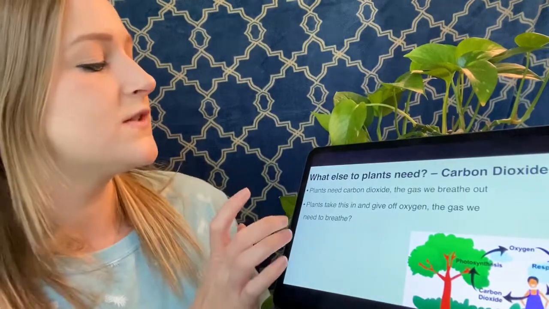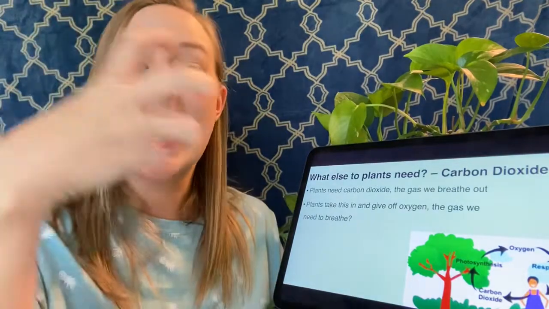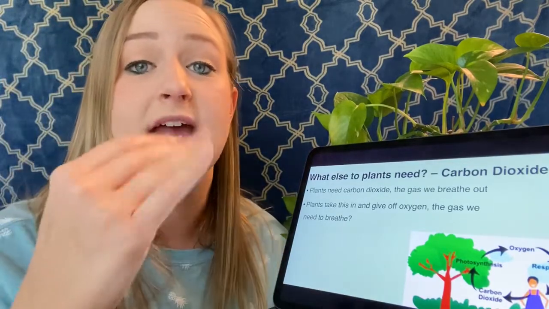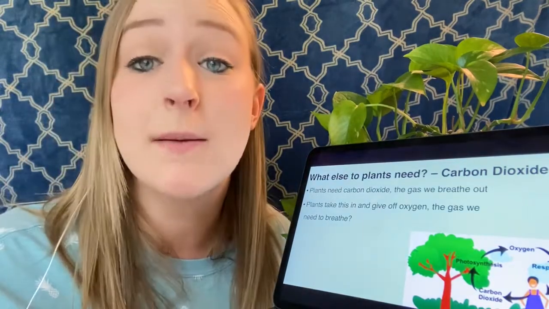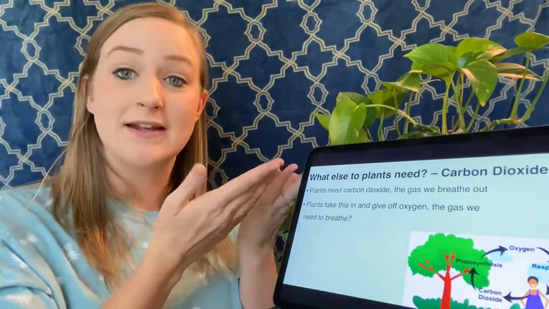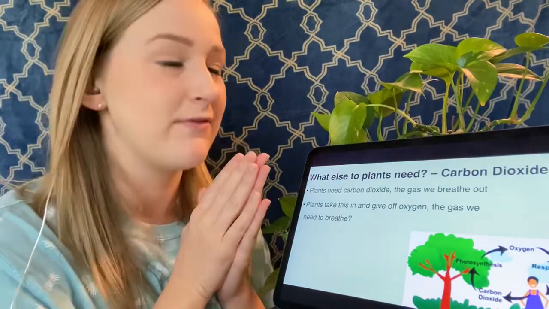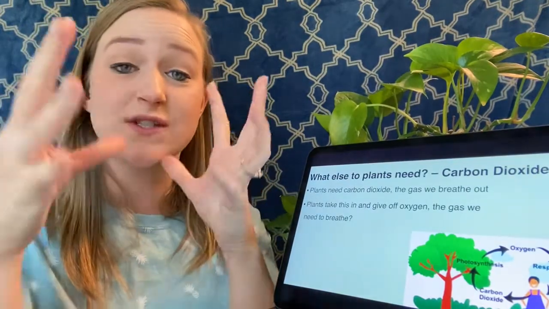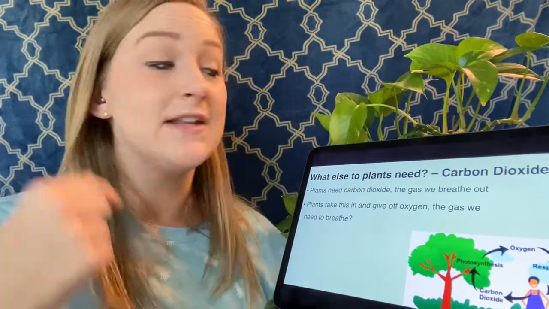All right, so let's talk about what else plants need. Plants need carbon dioxide. Carbon dioxide is that air that they breathe. Plants need carbon dioxide, the gas that we breathe out. So if I breathe in, I'm breathing in oxygen. But if I breathe out, I'm breathing out carbon dioxide. Oxygen in, carbon dioxide out. And carbon dioxide is what Pat needs to breathe. So if I go, I just gave him all new air to breathe. It probably smells like coffee. Sorry about that, Pat. Plants take this in and then they give off oxygen. So they take in that carbon dioxide and then they put out that oxygen that we need. So it's a cycle here.